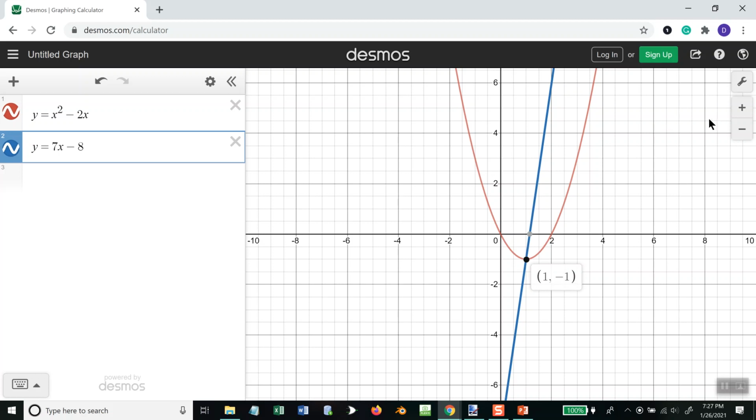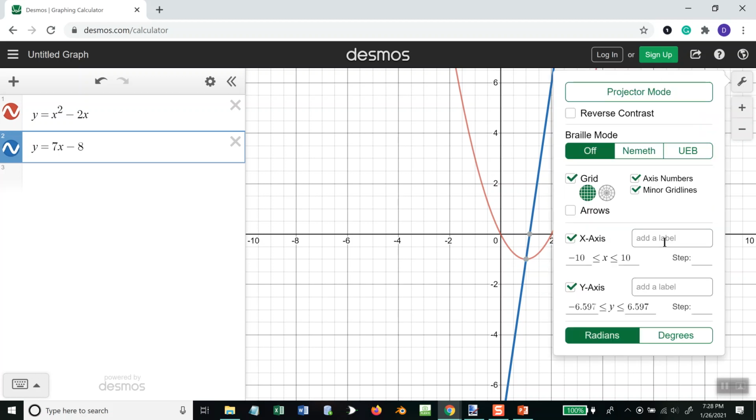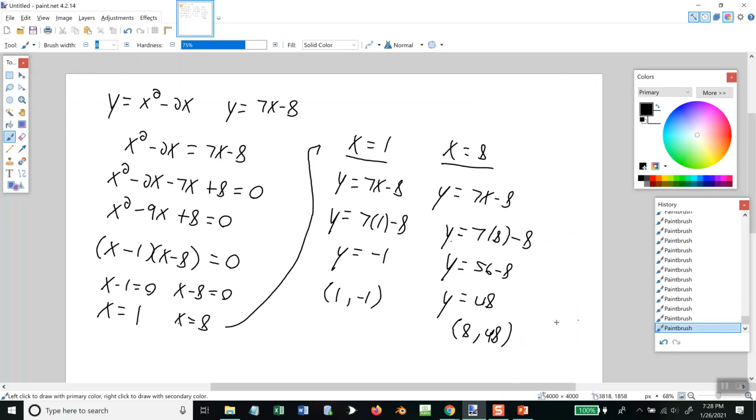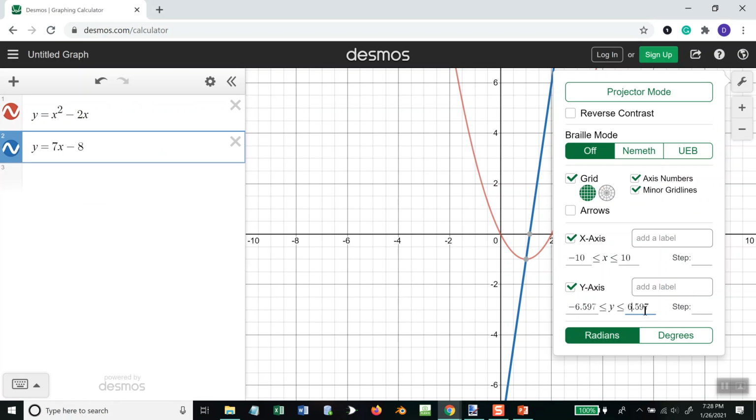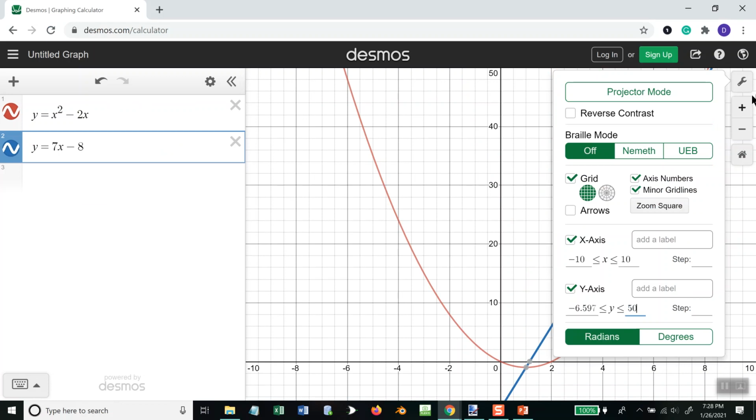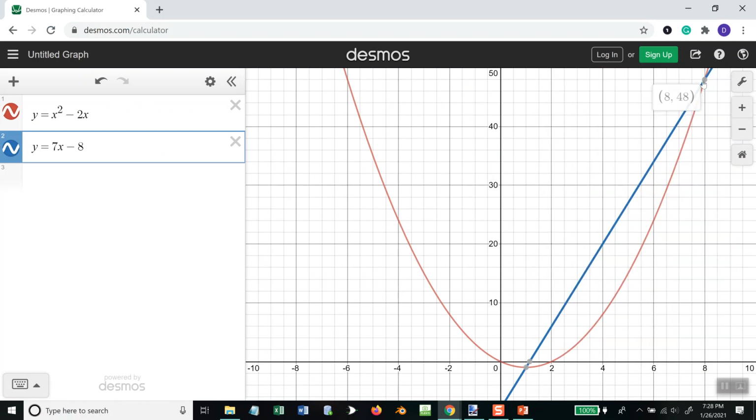I can't see the rest, but you can do the wrench, and you can change your settings here. So if you want your y to go up to 50, you can put that in here. And then you can put your mouse over that. So it's pretty easy to verify if you got the right points of intersection. You just come out here and click that. And you can also see which one's above and which one's below. Obviously, the blue is above, isn't it? That's going to be important in our setup. Blue, of course, is the line.